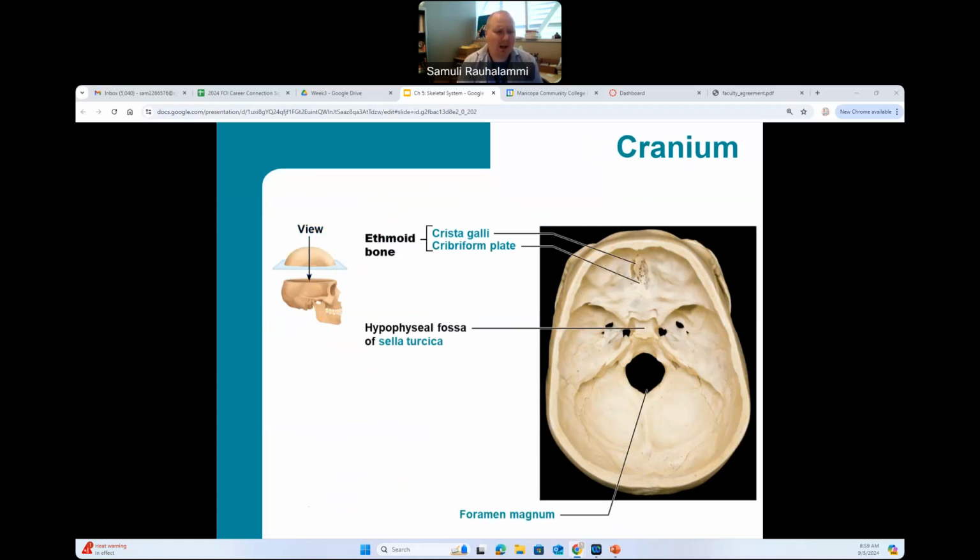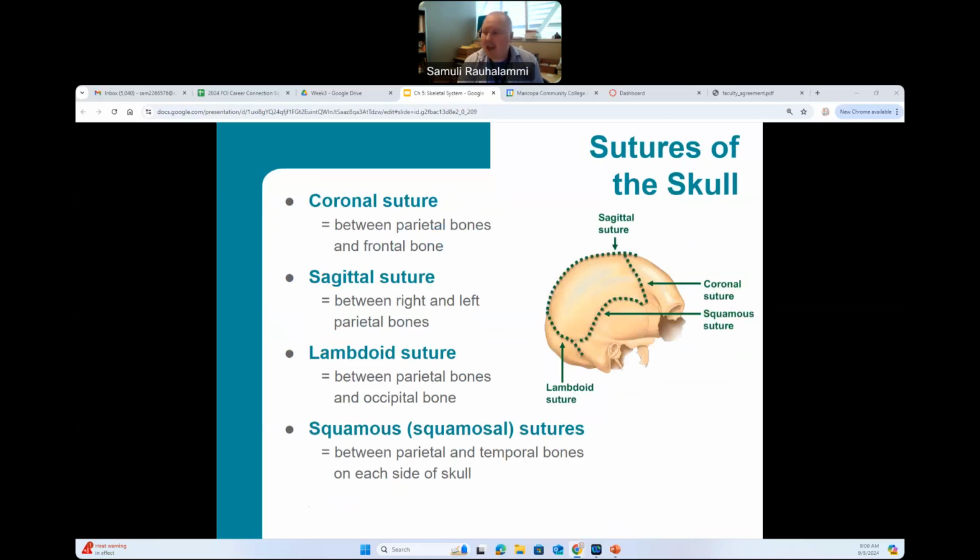So now that we've had a look at a bunch of bones of the cranium, let's have a look at the sutures of the skull. Sutures in the adult skull are going to be immovable, so they become interlocked joints where the bones of the cranium come together. And there are going to be four for us to consider. So we're going to see our coronal suture. The coronal suture separates the parietal and frontal bones from each other.